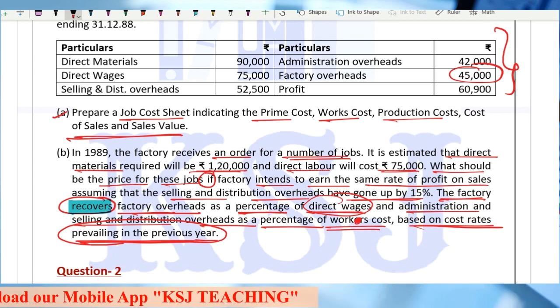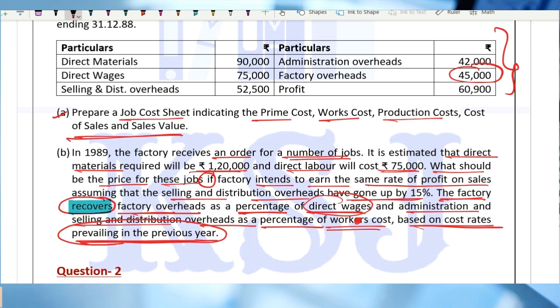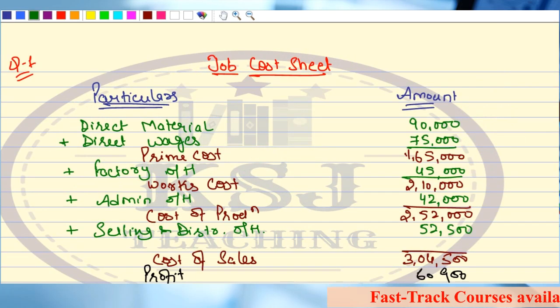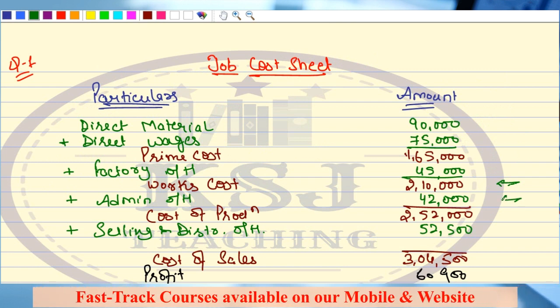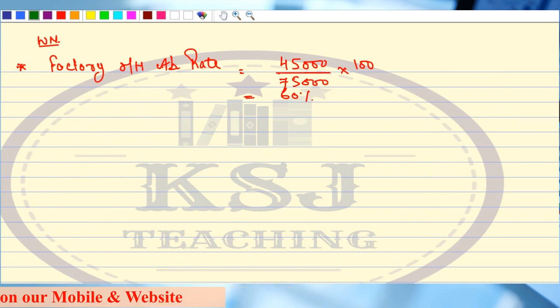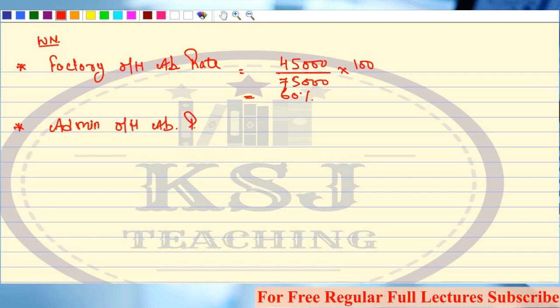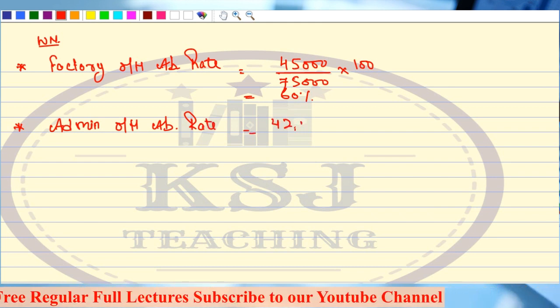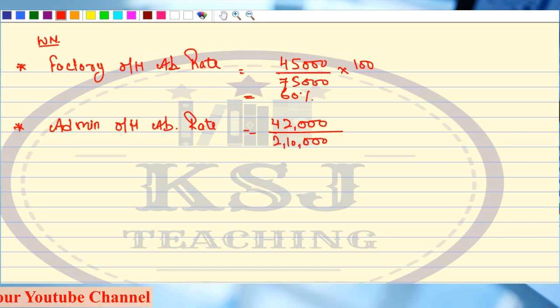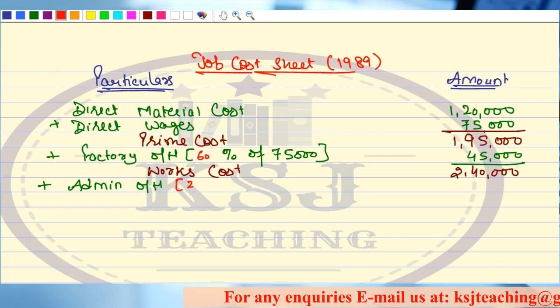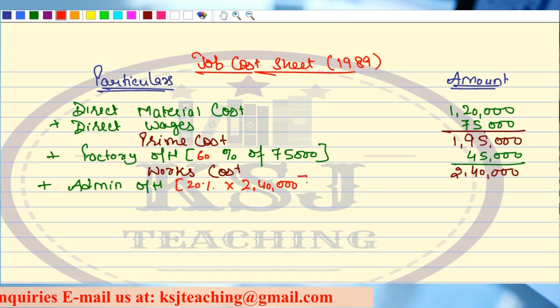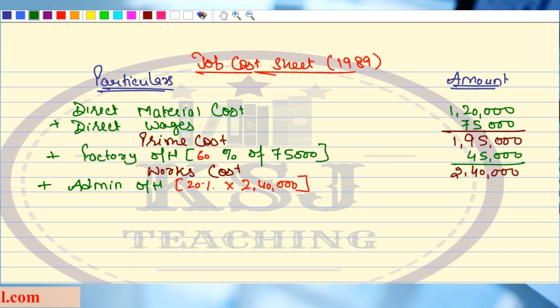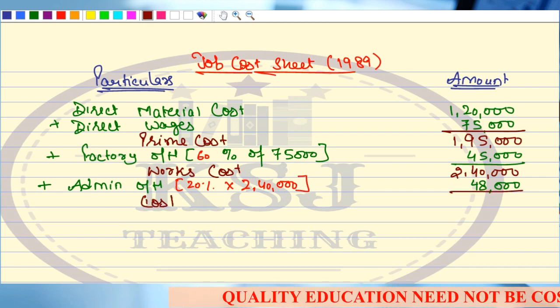That means I will have to calculate the percentage on the basis of the budgeted data of the previous year, right? So in the previous year, my works cost is 2,10,000 and my admin overheads are 42,000, right? So my another working note will be admin overheads absorption rate. That will be 42,000, that is the administration overheads, divided by works cost, that is 2,10,000, multiplied by 100. This comes to 20%, right? So here, what I am going to apply is 20% of 2,40,000. Clear? How we are calculating the percentages? This comes to 48,000, right? From here, what you will get is the cost of production.